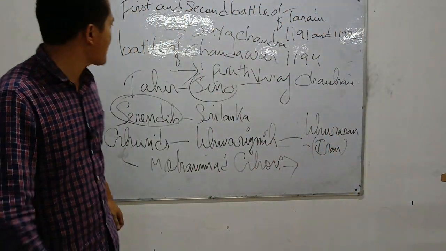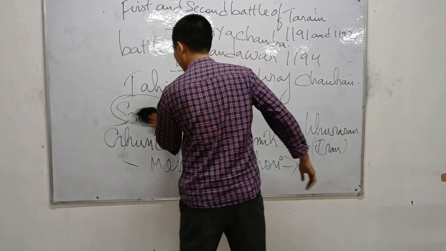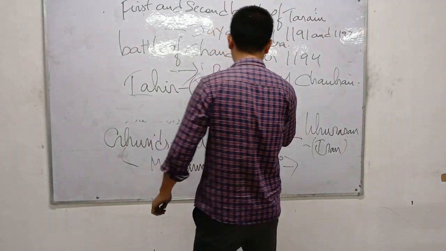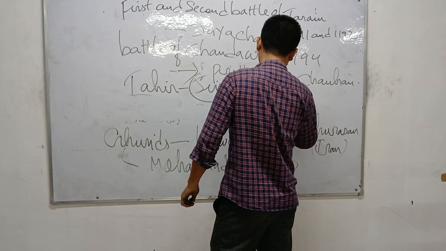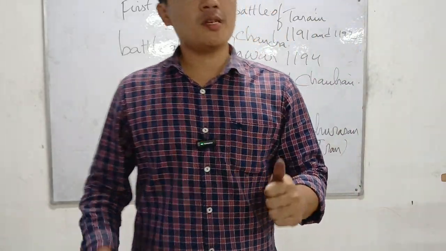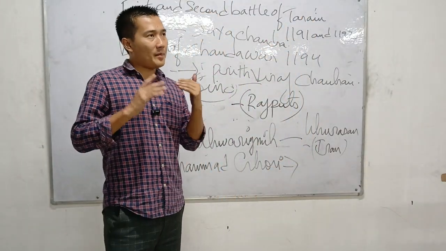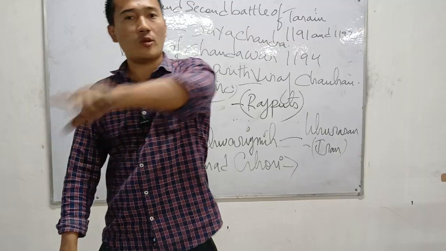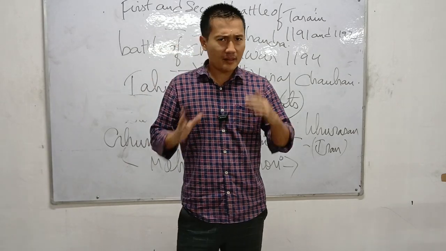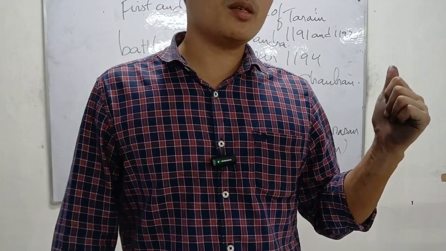Just remember this. Rajputs. Rajputs are Indians. Rajputs were ruling over India when the Muslims came to India. Remember, the Rajputs are very brave, they are very strong. However, they lacked unity and they didn't have good military organization. That's why the Muslims defeated the Rajputs very easily.